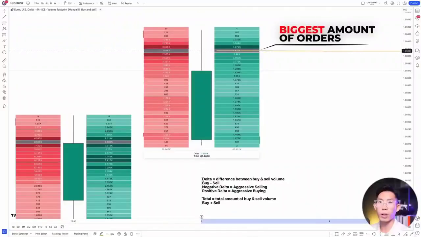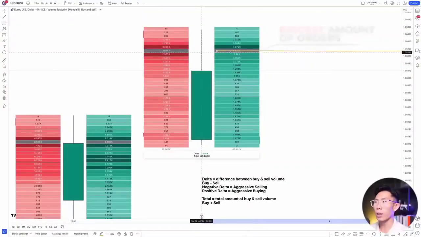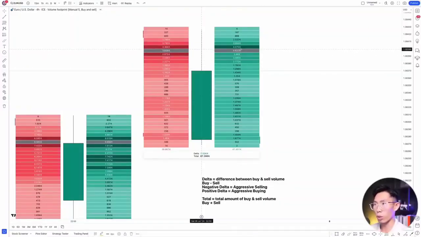So at this price right here, the 1.084 area, this is when there was the most amount of buy orders and the most amount of sell orders being filled. You can see 4.622k buy orders right there, and 3.828k sell orders right there. So that's basically how you read these numbers. The first thing you have to understand is that the darker the shade of the green or red, the more orders there are, and the higher the number, the higher the amount of orders.